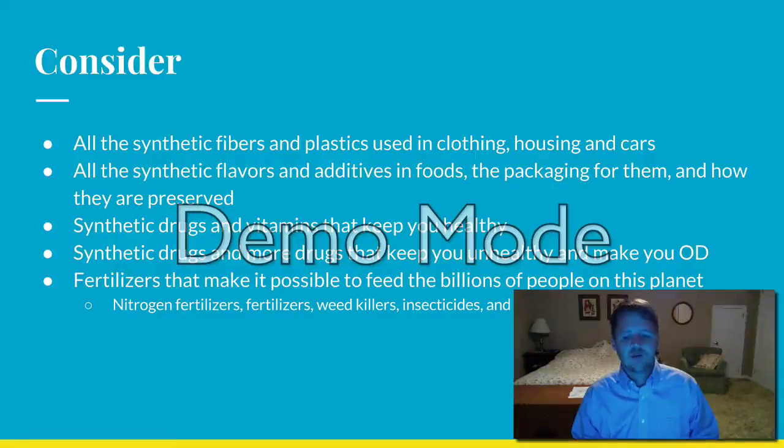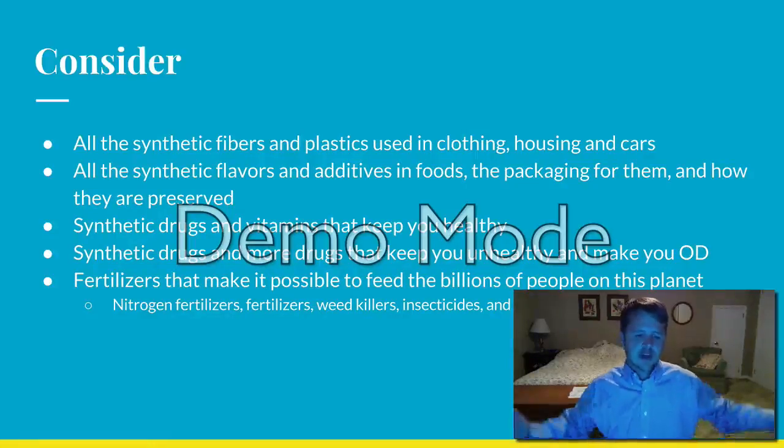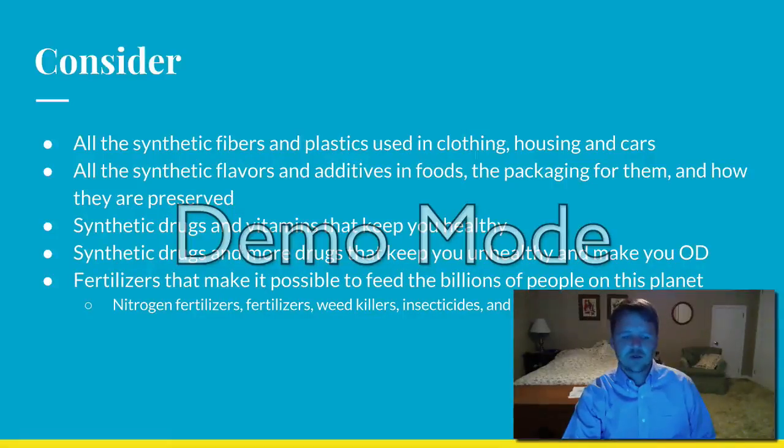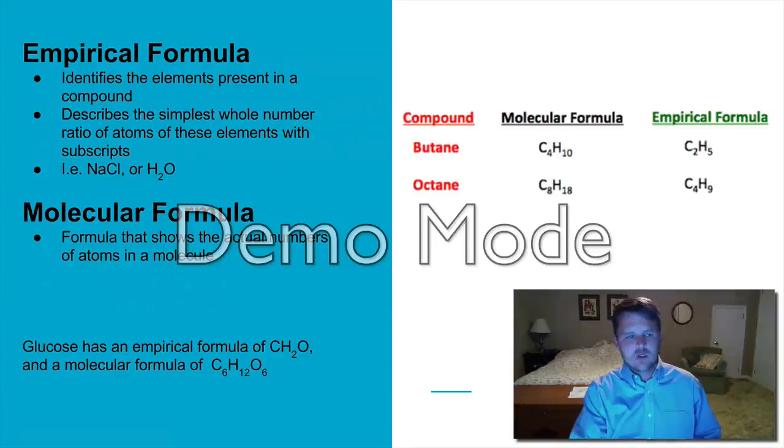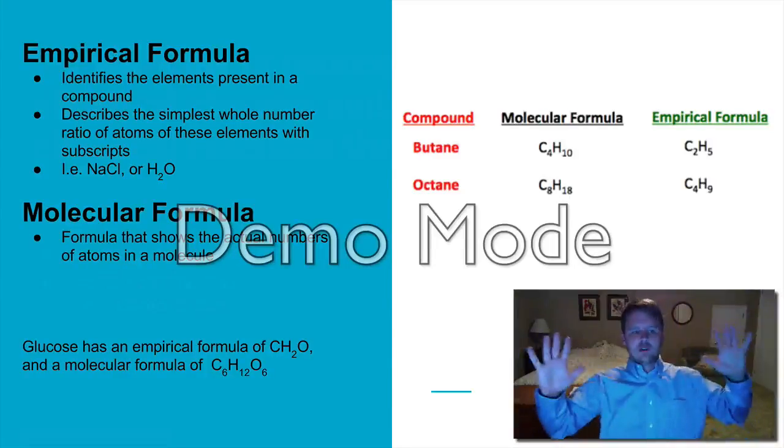Fertilizers that make it possible to feed the billions of people on this planet. That can be nitrogen fertilizers, weed killers, insecticides, and mold and fungus inhibitors. All are enhanced and made possible by chemical reactions. So first off, we're going to go over chemical formulas. This chapter is concerned with describing chemical changes and the different kinds of chemical reactions that occur.